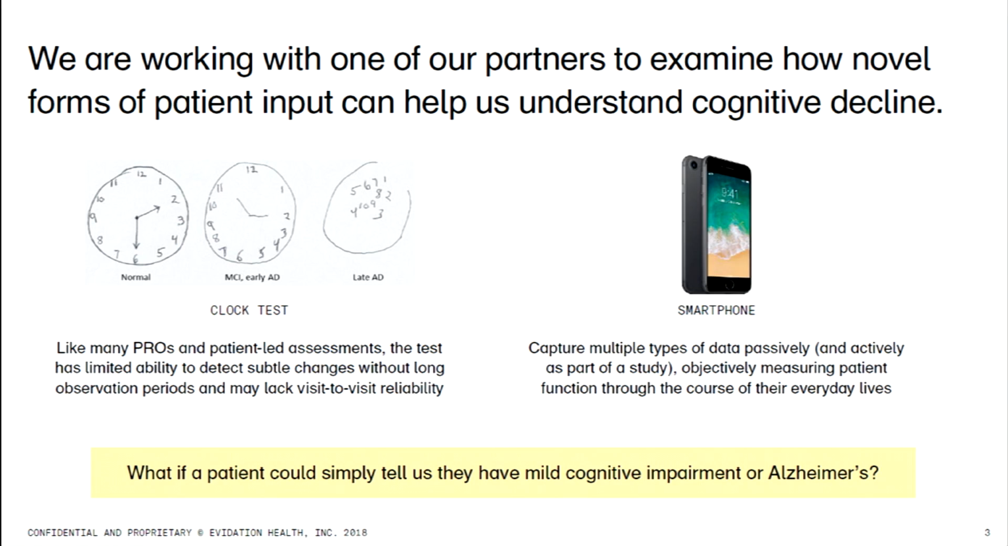So for imaging, it's expensive, it's burdensome. For the PROs and the questionnaires, cognitive decline happens over a very long period of time, and so you have to collect data for a very long period of time. If we are collecting more of the passive data, is there a way to see more of the subtle changes? Can we see some of the things that we didn't know we could see before? That's the reason why we started collecting a lot of this data.